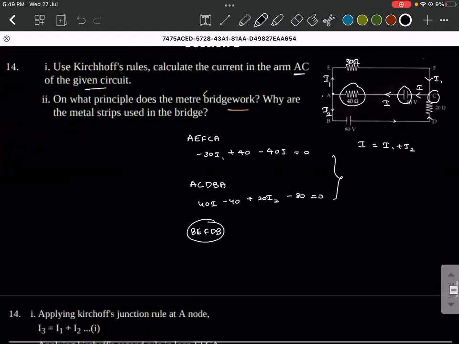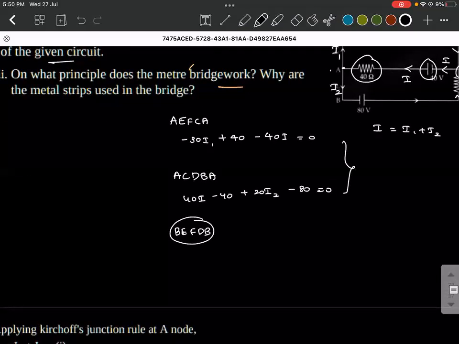Okay, they asked something. On what principle does a meter bridge work? It works on the principle of Wheatstone bridge. Why are the metal strips used in the bridge? Actually speaking, why are the thick metal strips used in the bridge? Thicker the metal strips, more will be the area. More is the area, lesser will be the resistance, because R is inversely proportional to area. So the question should have been, why are thicker metal strips used in the bridge?